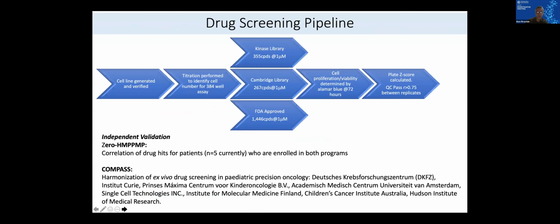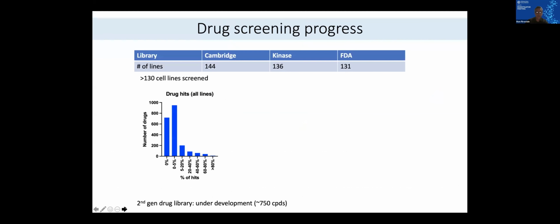So to take you through our drug screening pipeline, for all the cell lines that we generate or bring in-house, we screen them through 3 libraries focusing on kinases, a Cambridge Oncology Library, and then a larger library of all FDA-approved agents. We conduct a cell proliferation screen. We've also joined in the past couple of years a worldwide effort called COMPASS, a consortium of different programs around the world doing ex vivo drug screens in pediatric cancer. You can see the members here, and this is really to harmonize our efforts so that we make sure that we're all doing the screens in the same way.